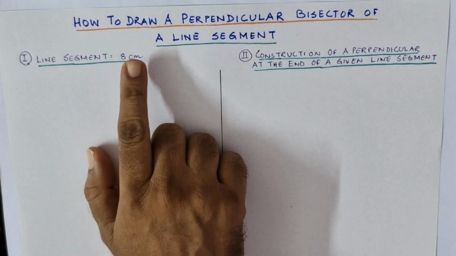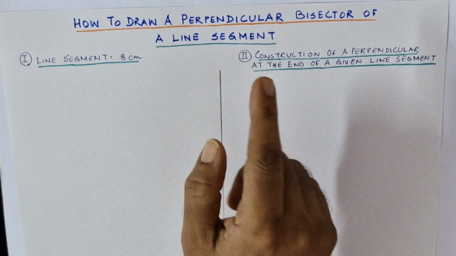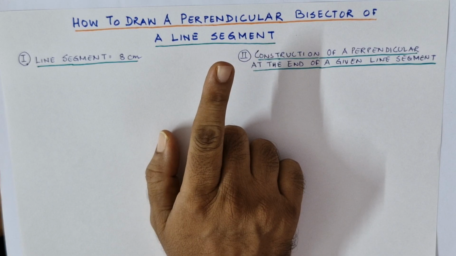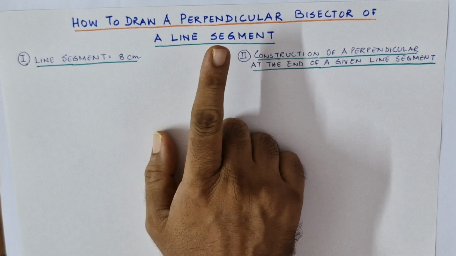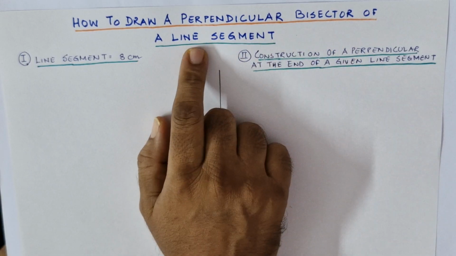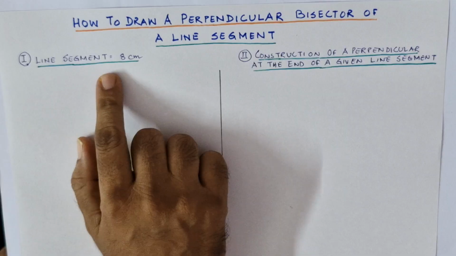Today's topic is how to draw a perpendicular bisector of a line segment. Now, what is the basic difference between a line segment and a line? In the earlier lecture, we drew a perpendicular on a line. The line is infinite, whereas a line segment is finite and has a length.